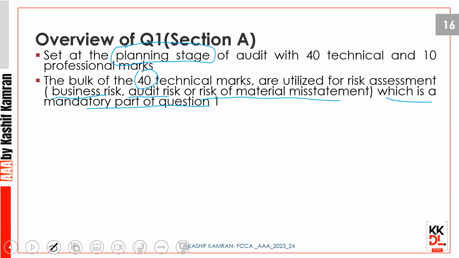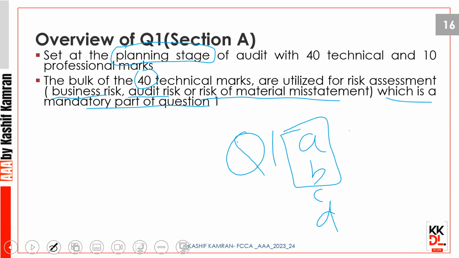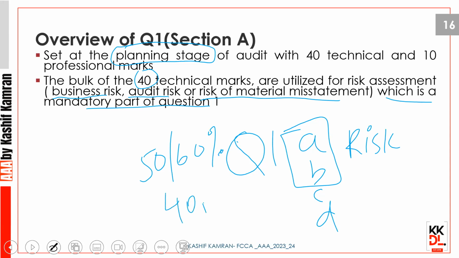Right. So in question number one, you might have parts A, B, C, D. The first two parts logically are on risk. One of them can be on business risk, the other on audit risk. Or one part can be on risk and the other parts on other syllabus areas. But risk takes 50 to 60% of the total 40 marks.